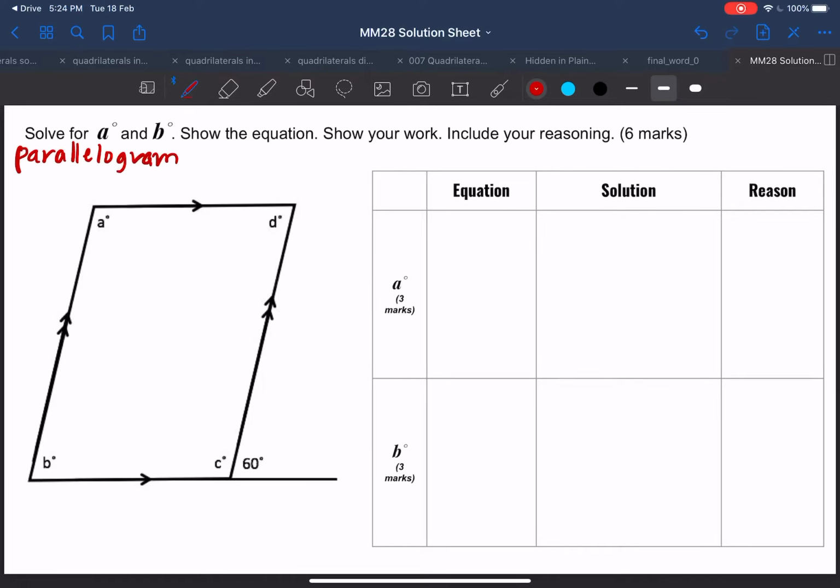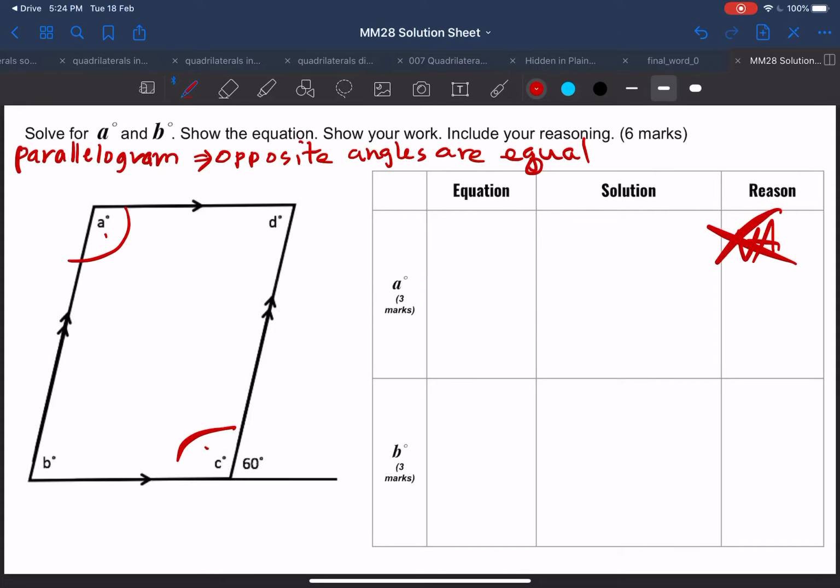And you know that in parallelograms, opposite angles are equal. Opposite angles are equal. Okay, please, a lot of you used vertical angles. No, these are not vertical angles. These are opposite angles. So a lot of you who put VA, I'm not accepting that, because this is the reasoning.